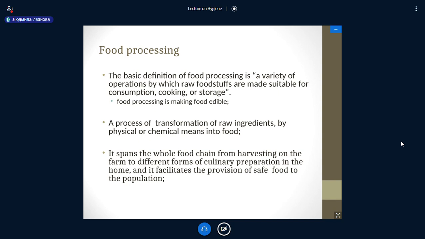The basic definition of food processing is a variety of operations by which raw stuff is made suitable for consumption, cooking, or storage. Food processing in reality is making food edible. This is the process of transformation of raw ingredients by physical and chemical means into food. And it spans the whole food chain, from harvesting on the farm to different forms of culinary preparation at home and out-of-home nutrition.